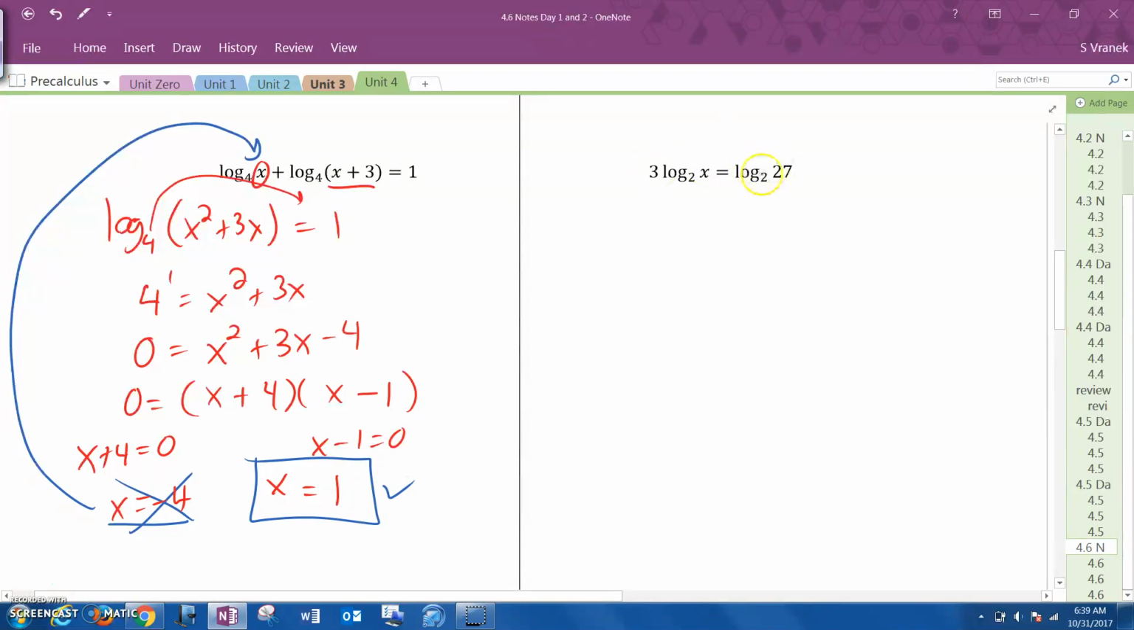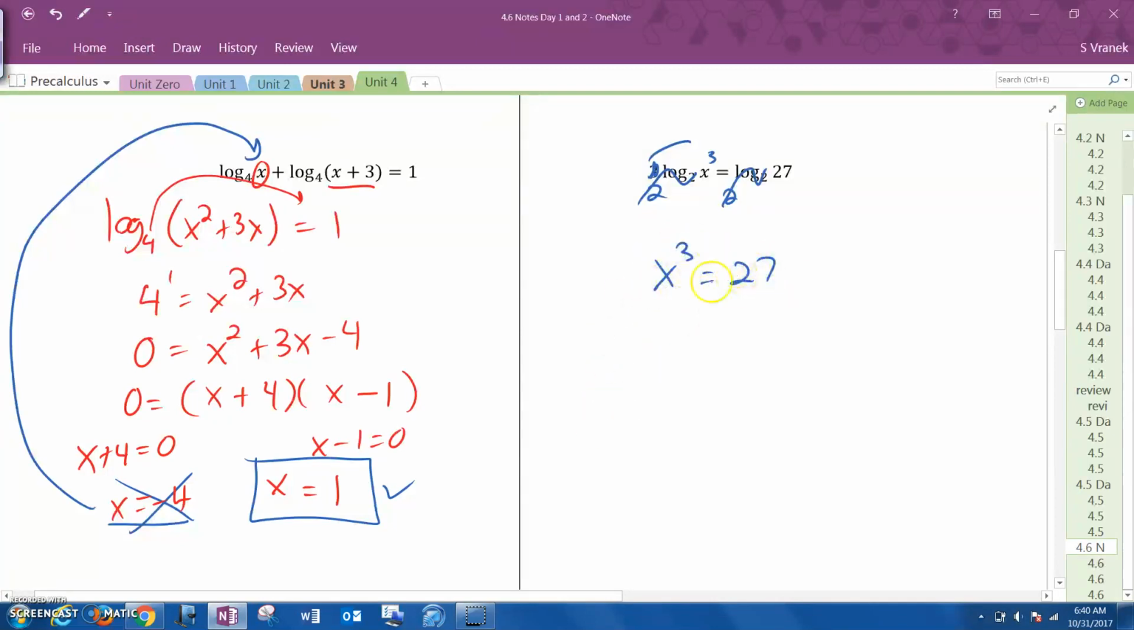Alright, this last one, there are logs on both sides, and there's only one log on both sides. But before you can condense or cancel, the numbers in front of the logs have to be gone. So this has to be x cubed instead. So I do that, and now I can get rid of the logs. And I'm left with x cubed equals 27.